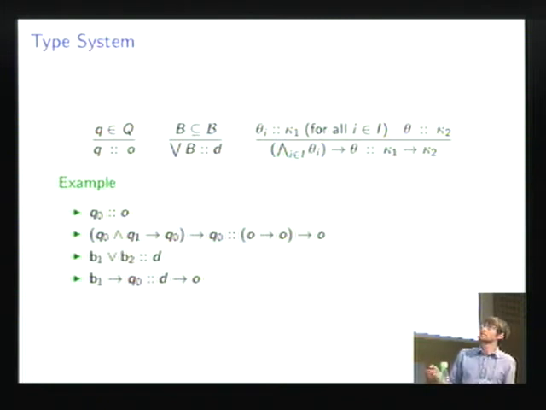Notice that all of the theta i's that appear on the left of an arrow must refine the same simple type, so they must all have the same shape. There are some examples given here of intersection and union types, and the simple types that they refine can be seen on the right.